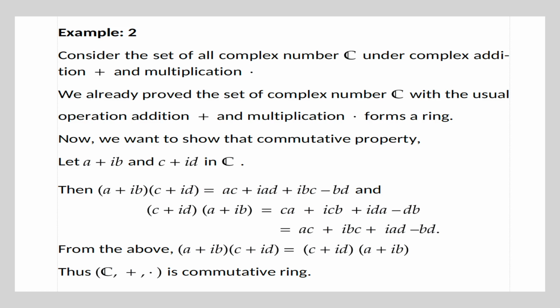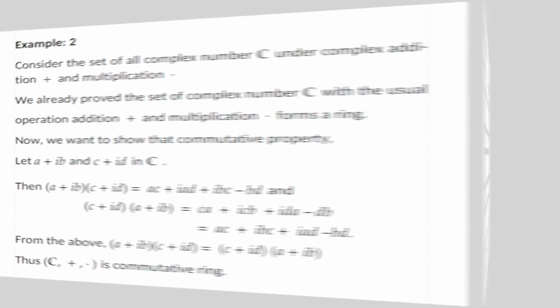Then (a + ib)(c + id) = ac + iad + ibc - bd, and (c + id)(a + ib) = ca + icb + ida - db, which is equal to ac + ibc + iad - bd. From the above, (a + ib)(c + id) = (c + id)(a + ib). Thus (C, +, ·) is a commutative ring.